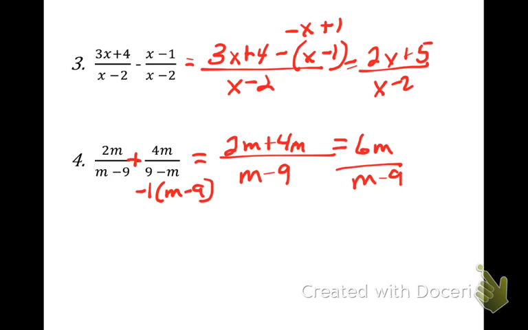Can I do any simplifying? No, because this m down here on the bottom is not being multiplied. If it were times, I could cancel, but it's not.